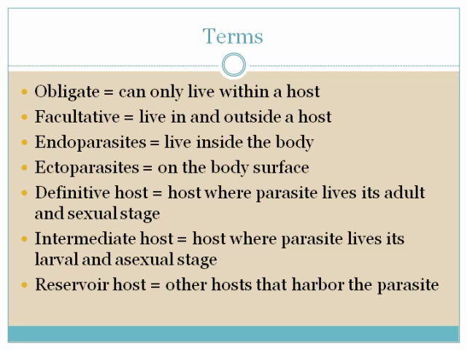If the host is definitive, the parasite lives its adult or sexual stage within that host. An example would be the malaria parasite, the Plasmodium species. The mosquito would be the definitive host because it hosts the sexual stage. An intermediate host is a host where a parasite lives its larval and asexual stage. So the human would be the intermediate host for the malaria parasite. A reservoir host are other hosts that harbor the parasite. And then another term that I would like you to know is accidental host. This is an infection with a parasite that is not normally found in the host. So if you hear that term, that's what that is.